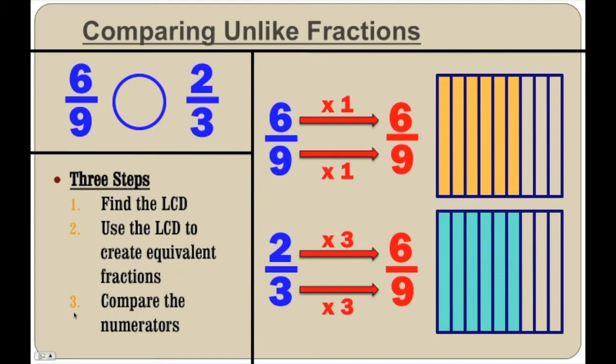And now all we have to do is step 3. We just compare the numerators. This here is 6, and this here is 6. They're exactly the same thing. And if you look at the diagrams, they're equal. So that means 6/9 equals 2/3.